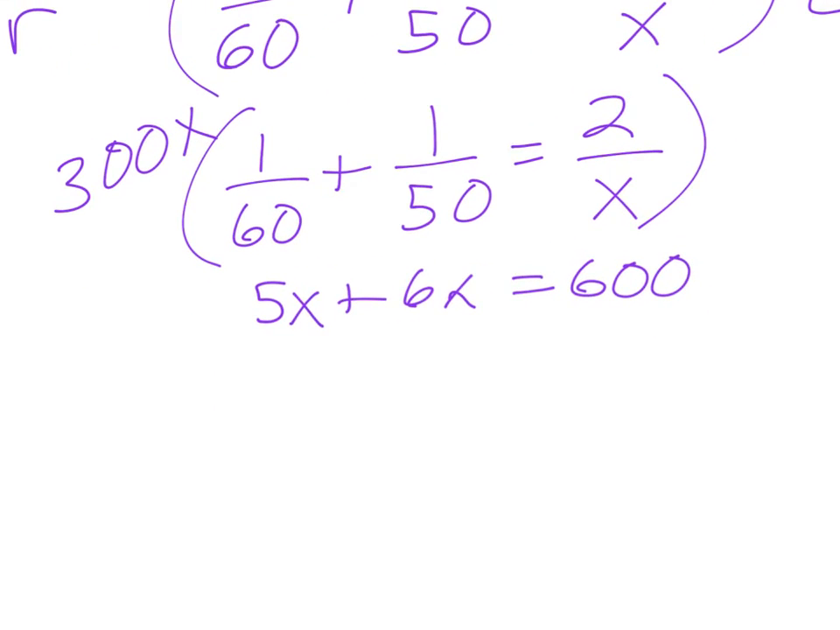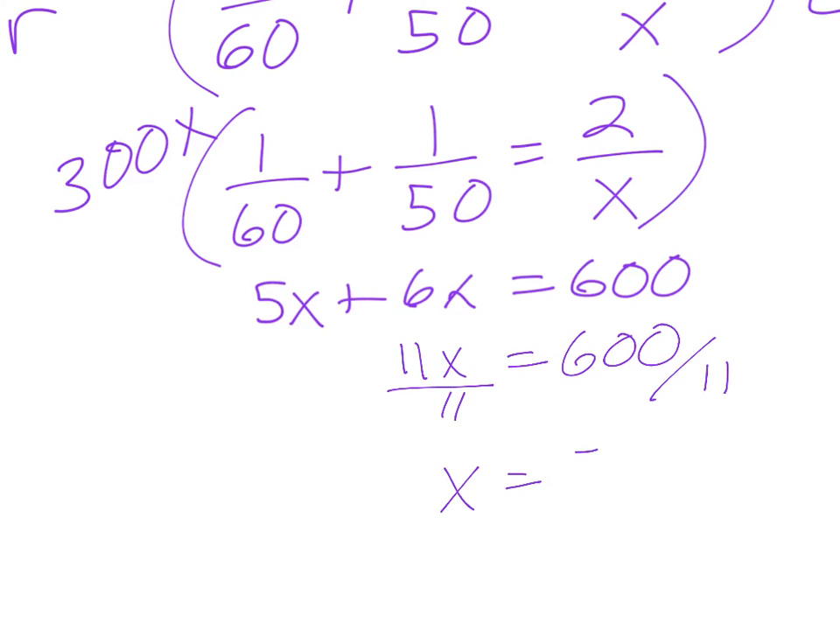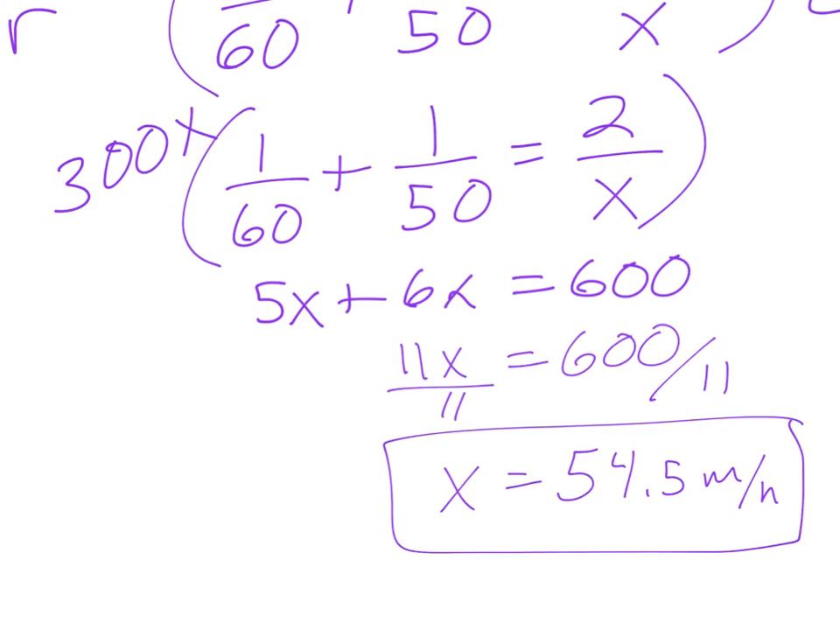Now I have 11x equals 600. I divide both sides by 11, and I get 54.5 miles per hour. So that is my final answer, and it's that straightforward.